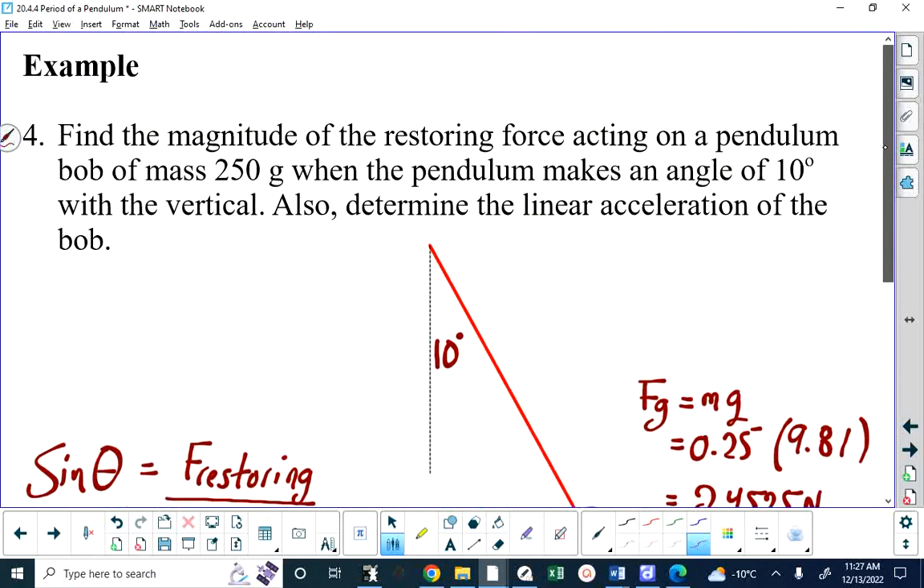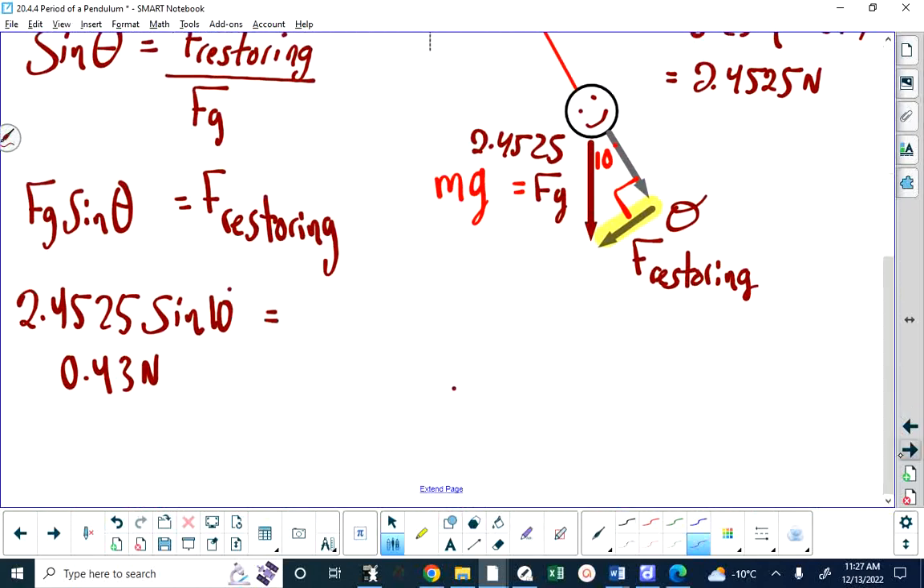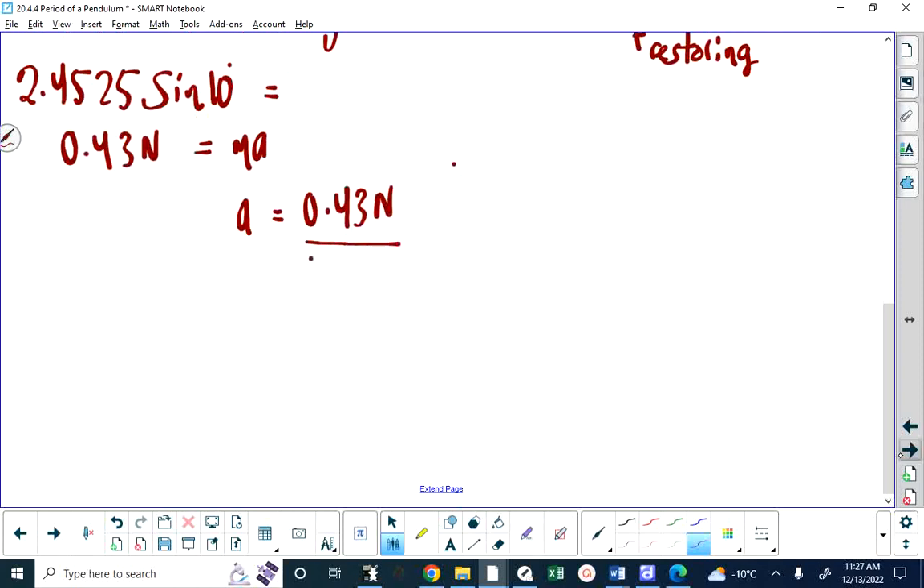I have a feeling there was something else we were asked to do. Oh yeah, determine the linear acceleration at that point. Well, at this point in time, this is equal to ma. It's the net force acting on the bob at that point in time. The force of gravity pulling it away from the pivot point is canceled by the tension in the rope or string. So if we just divide that by the mass, we'll get the acceleration as 0.43 newtons divided by 0.25 kilograms. I'm getting 1.7 meters per second squared.